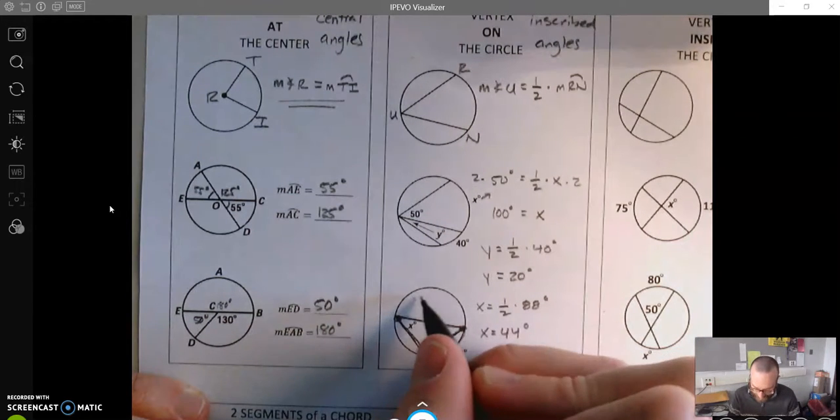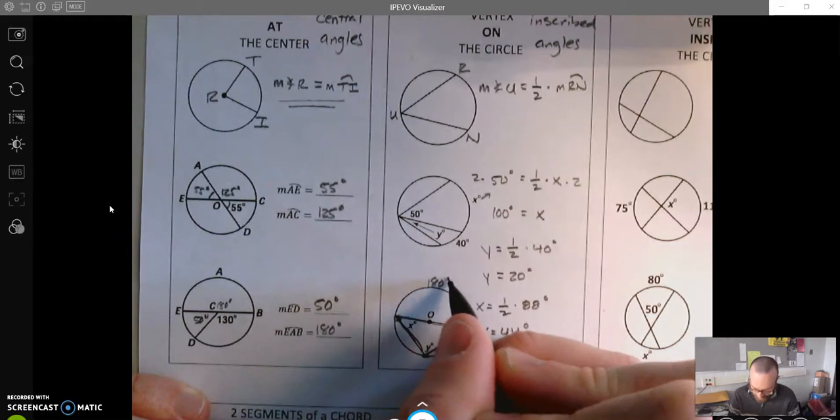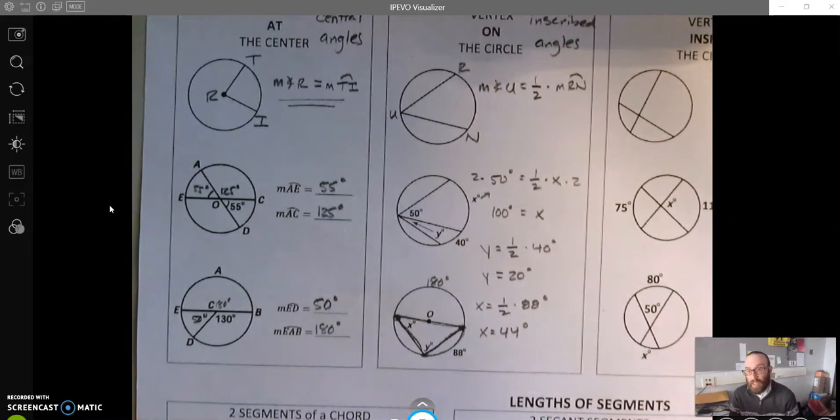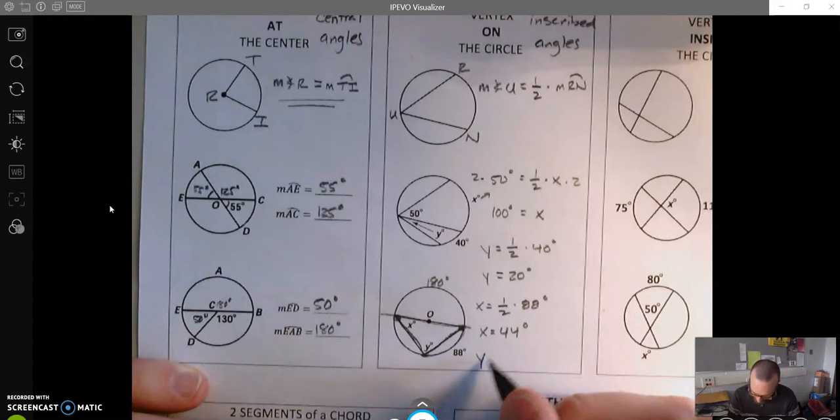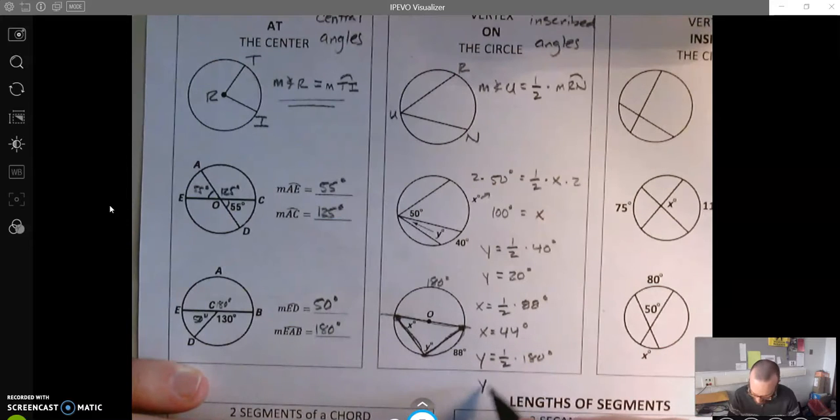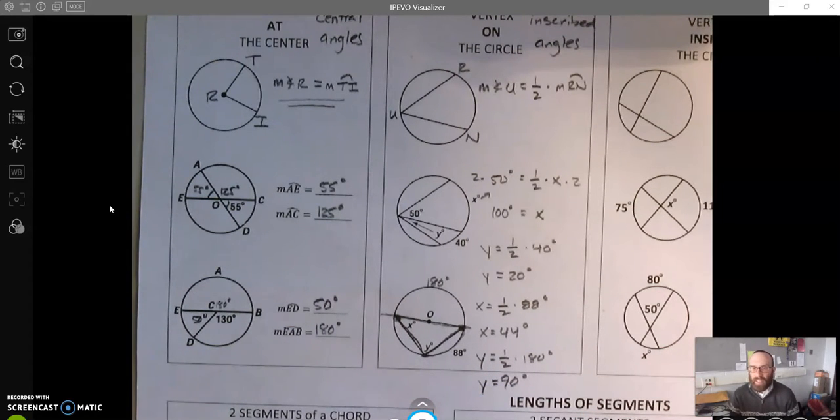What we know about that is that the arc on the other side is 180 degrees. It's not written, but when we're talking about a diameter, that's going to cut the circle in half. So y is half of 180 degrees, which means that's a 90-degree angle. A right angle is considered to be inscribed in a semicircle. That's how we would read that.